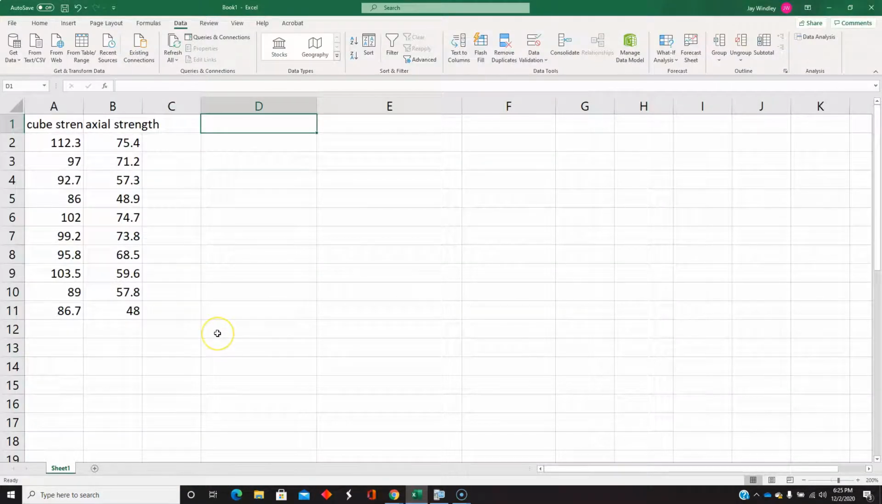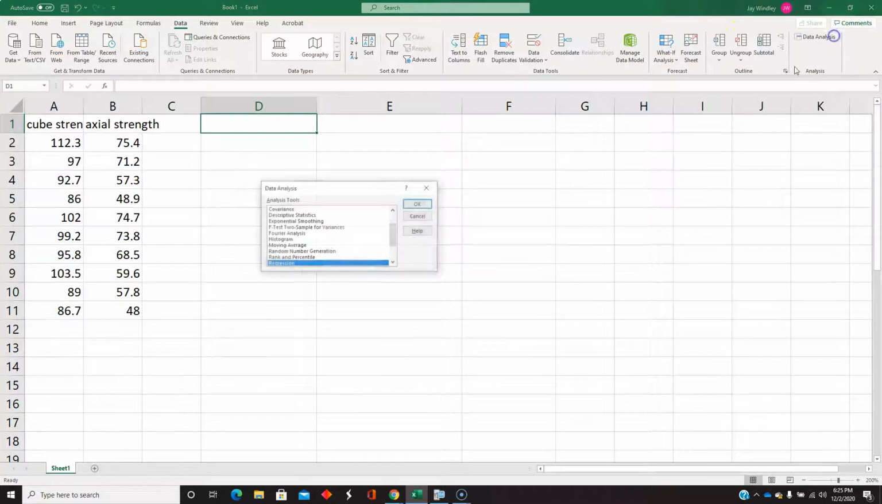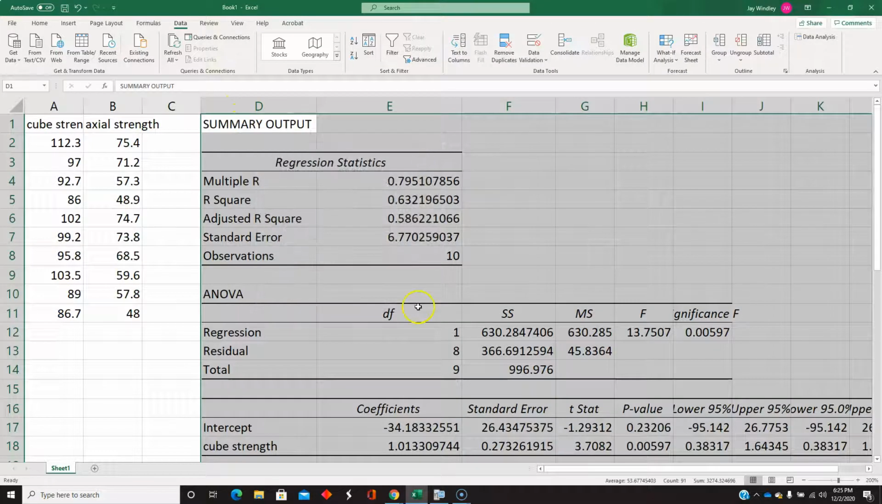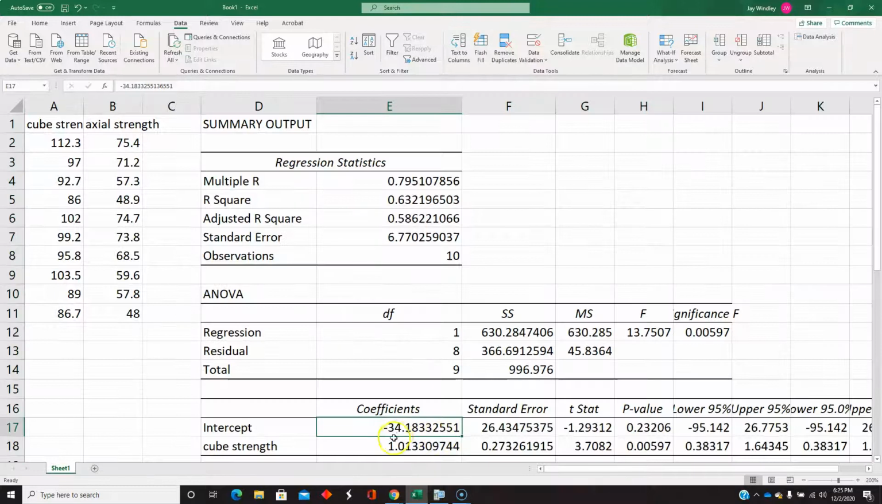I have the data already entered in Excel. So I can click on Data Analysis, choose Regression. My Y values are in B1 through B11. My X values are in A1 through A11. I have labels. I want the results to appear in D1. Bam. And again, there's our intercept of negative 34, our slope of 1.01, our regression S, 6.77, R squared, 0.632. So all of that stuff, whether you use Desmos, Excel, the graphing calculator, or the SALT statistical tool that's built in to WebAssign.